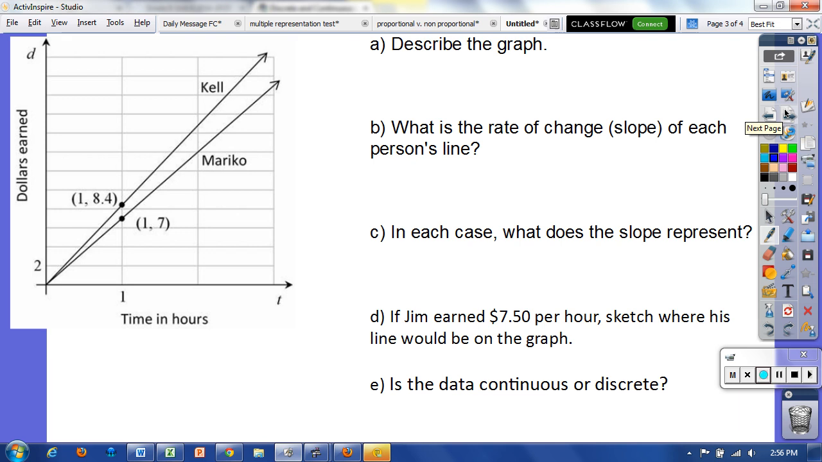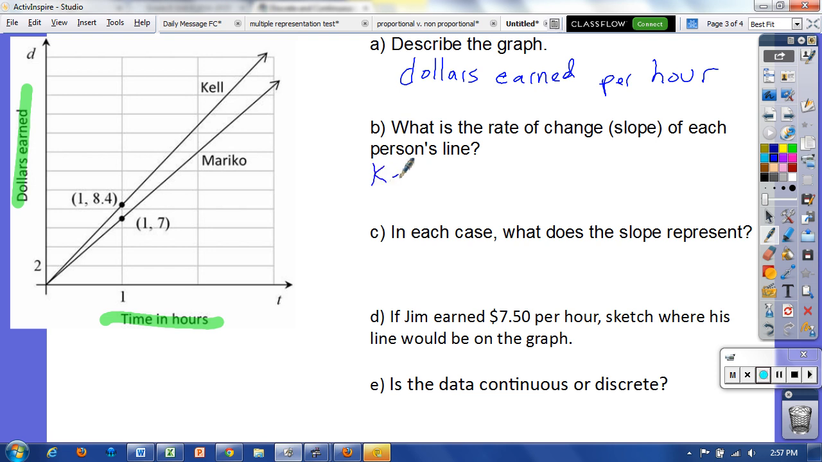The next example, here I have two lines on my graph. So I'm going to describe the graph. Again, I'm going to look at my axes and see what it determines. So I have dollars earned and then time in hours. So this graph is talking about money per hour, or dollars earned per hour. Okay. So what is the rate of change or the slope of each person's line? So I'm going to get a slope for Kel and also get a slope for Mariko.